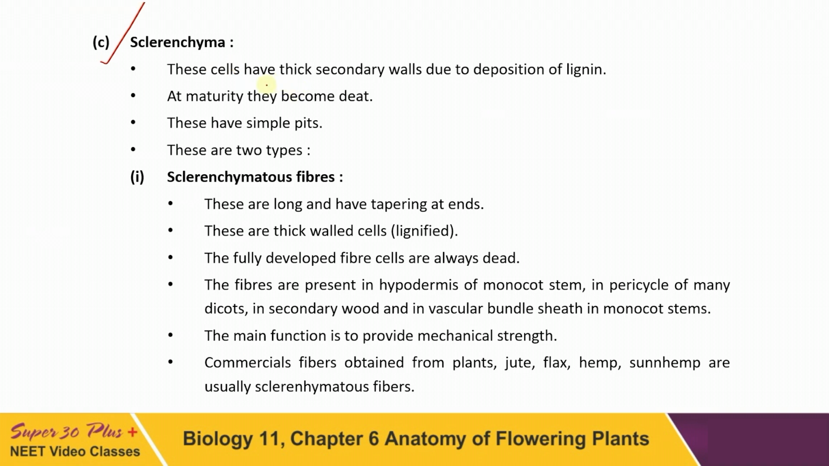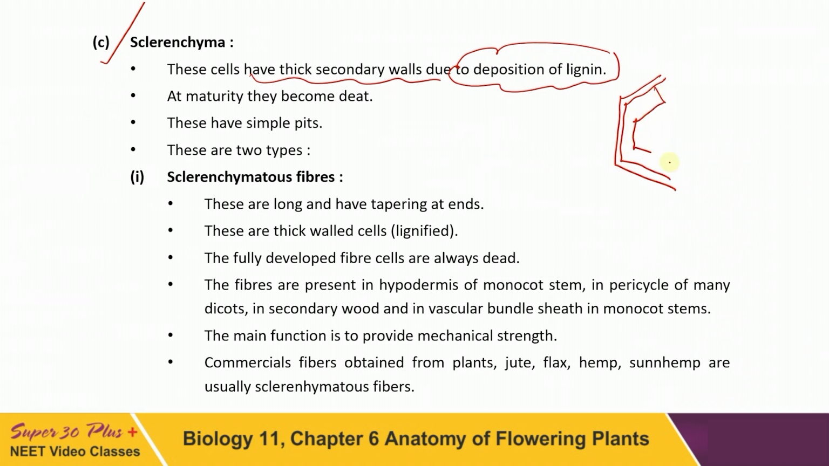Okay, come to the next now, that is sclerenchyma. These are characterized by a thick secondary wall due to the deposition of lignin. See children, let this be the cell, this is the primary cell wall. Below the primary cell wall the secondary cell wall will be deposited, and this secondary cell wall is usually of lignin. Then this tissue will become sclerenchyma. Because lignin has been deposited, the cell wall has become thick. That's why at maturity they will be dead, right?